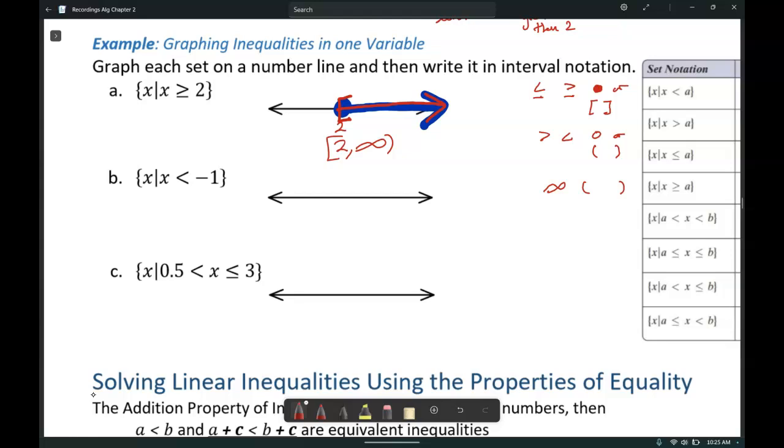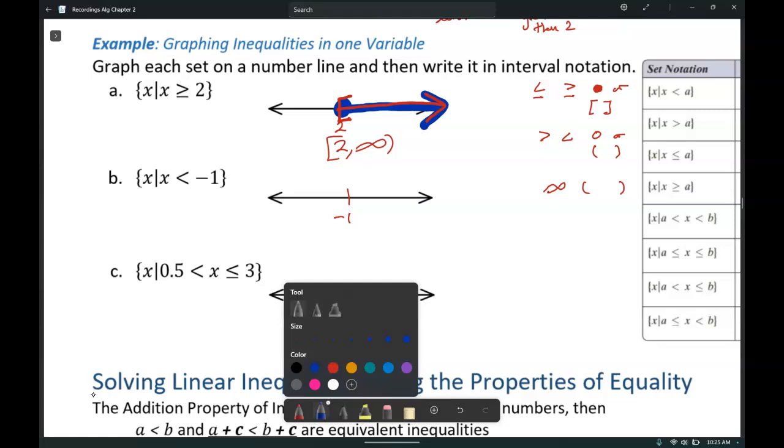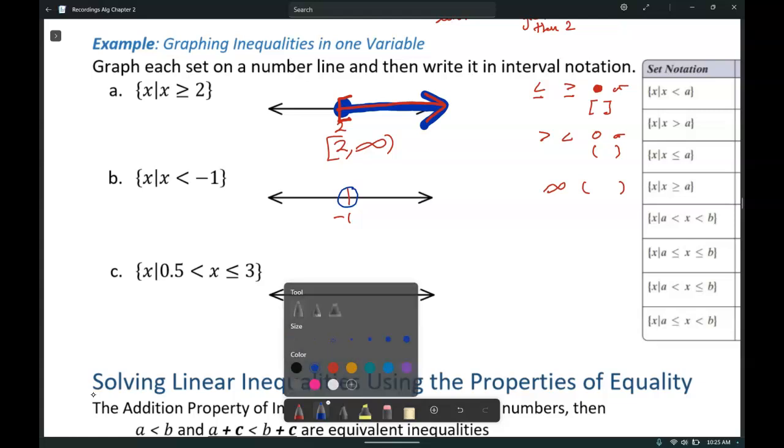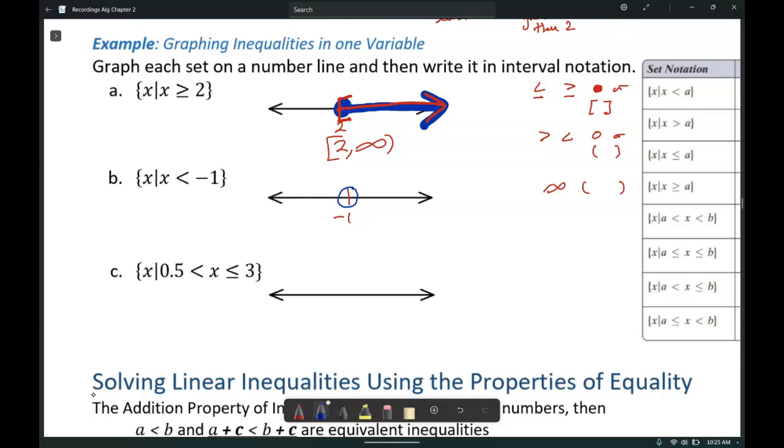Next, we have the values of x such that x is less than -1. So we start with -1 on our number line. Because x is less than -1, on a graph we could use either a closed circle, and then we would shade everything in one direction. So less than -1 is to the left on the number line.